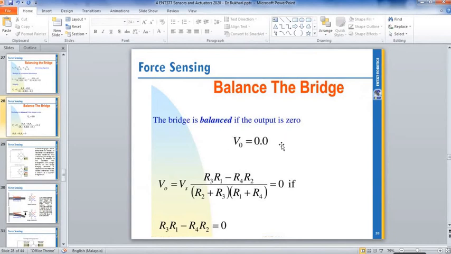If you don't have any difference, V left minus V right or V right minus V left, you get 0 volt. 0 volt means that the bridge is balanced. Balanced means nothing has changed the strain gauge value. Nothing is pressing the strain gauge, pressing up or pressing down, stretching or bending.